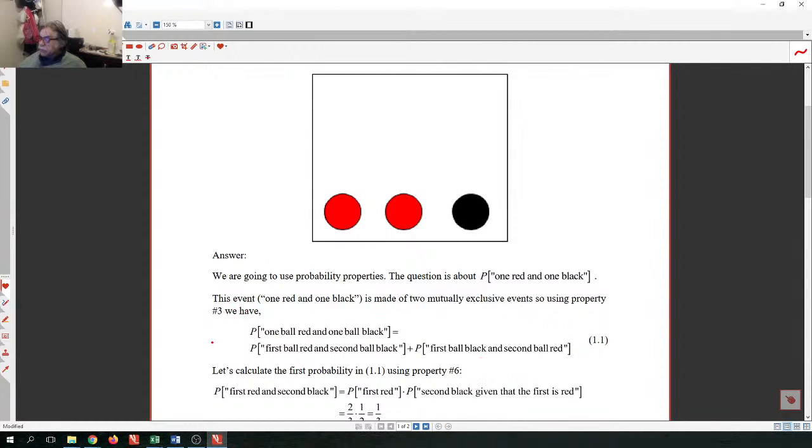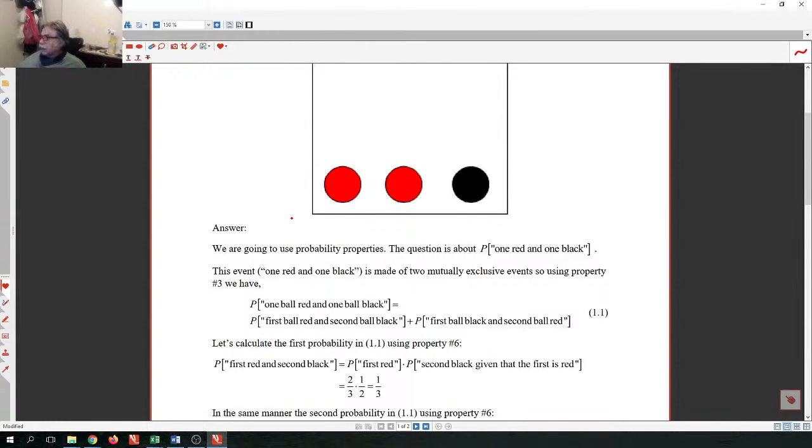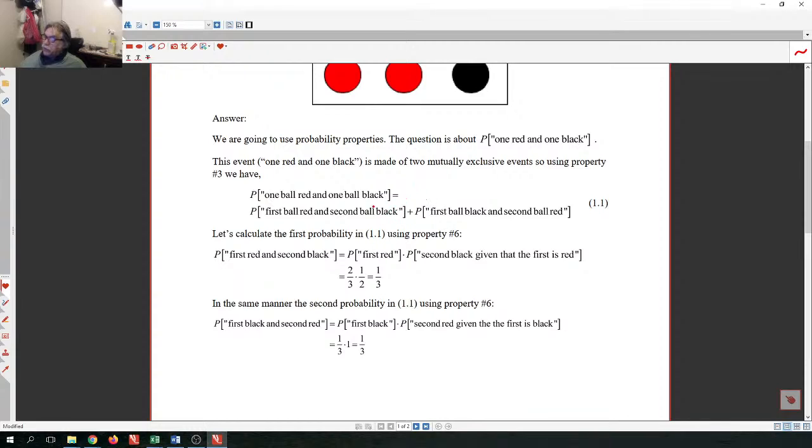So that's my first equation. 1 ball red, 1 ball black, that means either first red and second black, or first black and second red. So if I calculate each one of those probabilities separately, when I add them, I will have the probability that 1 ball is red and 1 ball is black, which is what I want to know. Okay? So let's calculate the first probability here, this one. First ball red and second ball black. First red and second black.